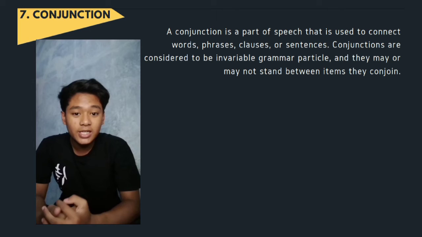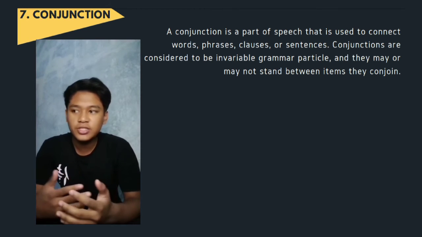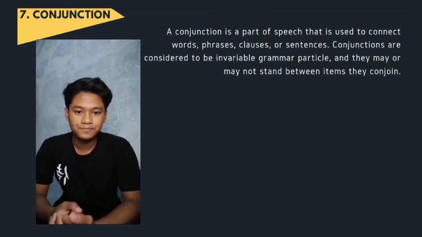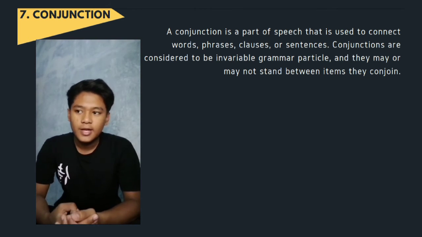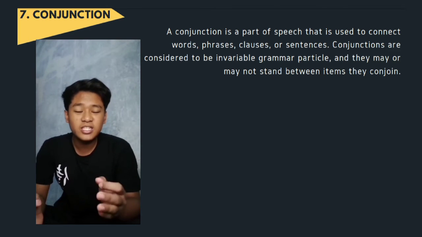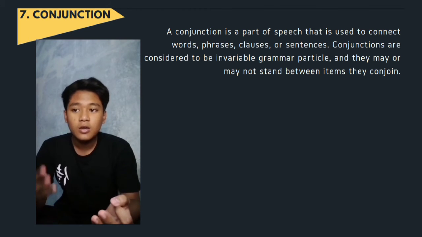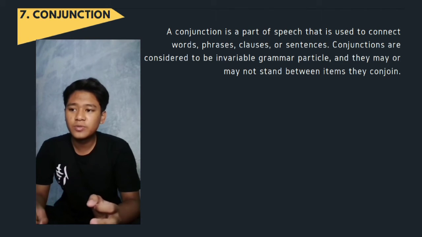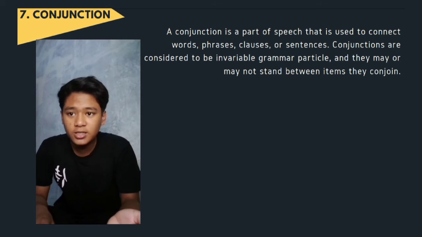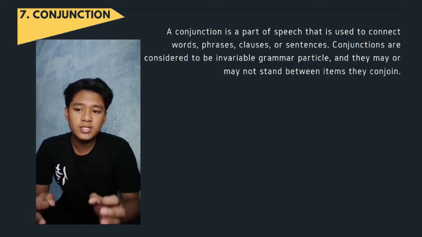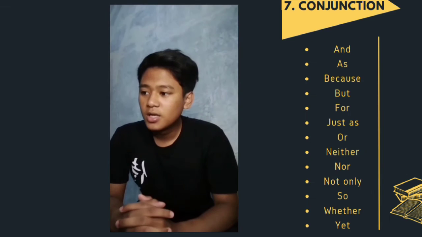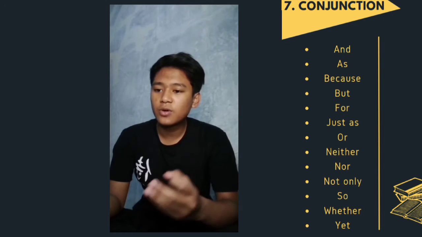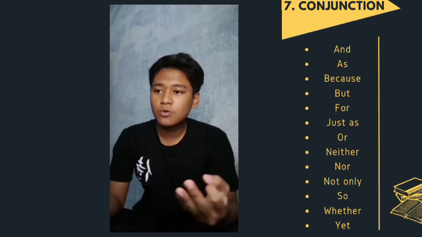Hello guys, my name is Aldioni Marchelda and now I want to continue the explanation about parts of speech, and now we come to conjunction. What is conjunction? A conjunction is a part of speech that is used to connect words, phrases, clauses, or sentences. Conjunctions are considered to be invariable grammar particles, and they may or may not stand between the items they conjoin. There are many conjunctions that we can use to connect sentences, phrases, words, and clauses.